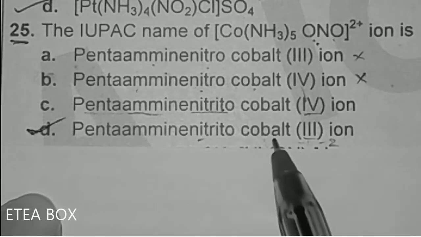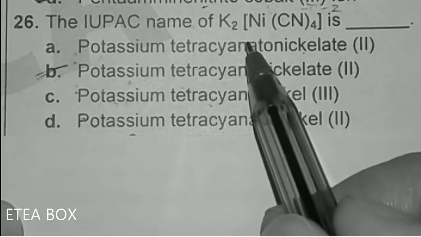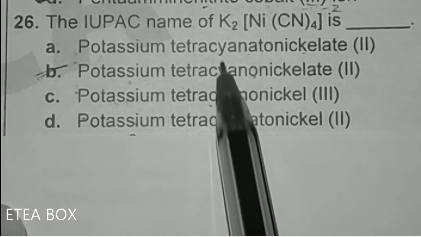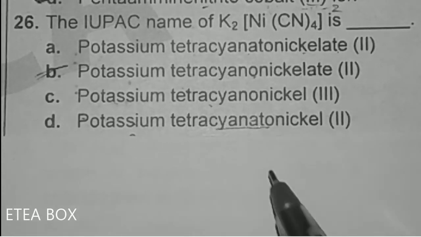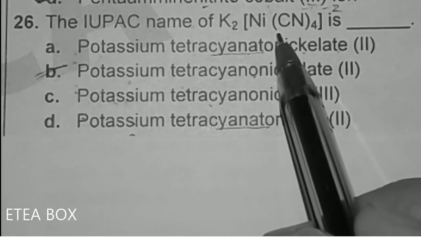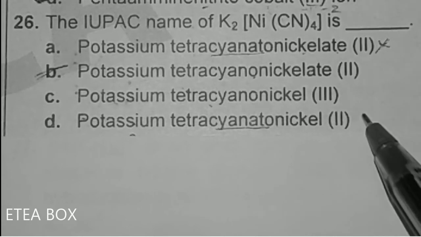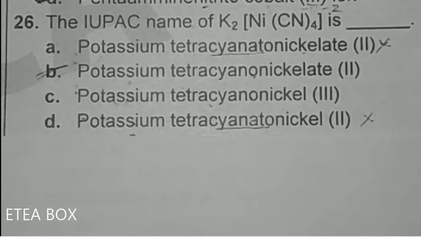Plus 3, cobalt 3 ion. The name of this... So look here, potassium is present in all, tetracyano. Now look here, this one is cyanito and this one is also cyanito. But here CN represents cyano, so it means that these two are incorrect. Now we have to find the correct one in these two.